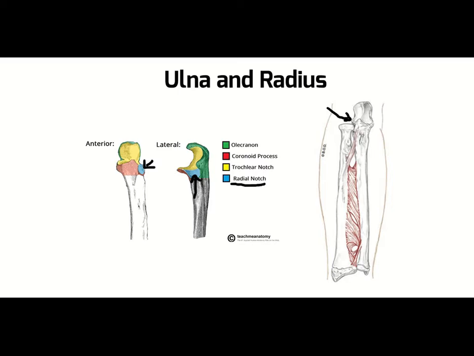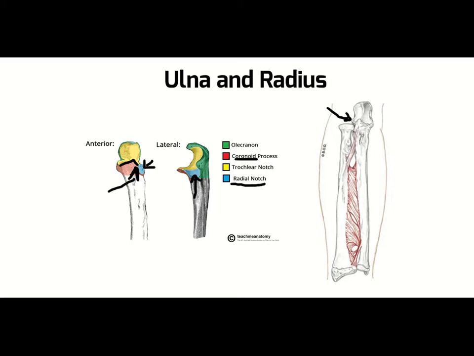We also have on the anterior part of the ulna what we call the coronoid process. This is this pink area right here, and it's just this little hook that sits on the front, anterior to the olecranon on the front of the ulna, and this again would fit into that coronoid fossa that we saw on the humerus.